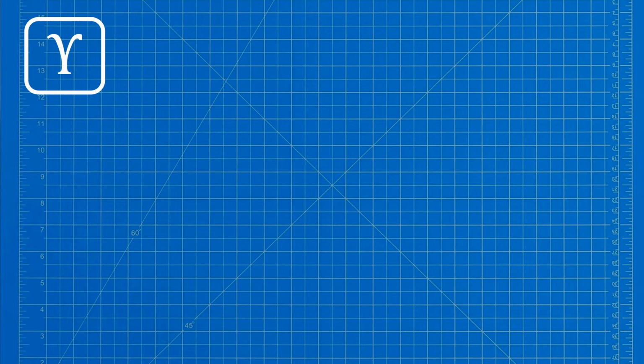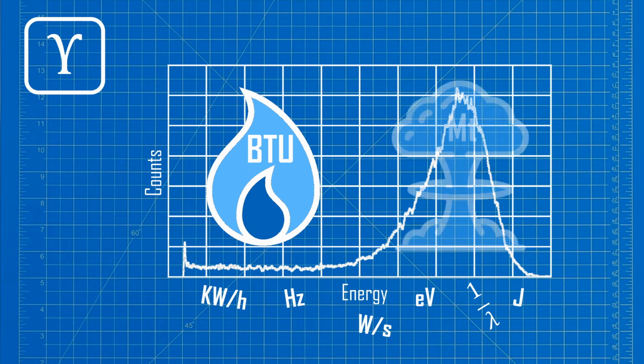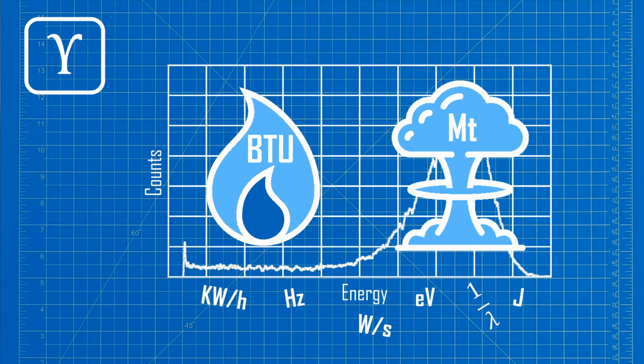In fact, on a gamma-ray spectral plot, we could use any unit that describes an amount of energy. It is equally valid to use units like kilowatt-hours, joules, or watt-seconds. In fact, you could describe a photon's energy in terms of British thermal units or even megatons of TNT.